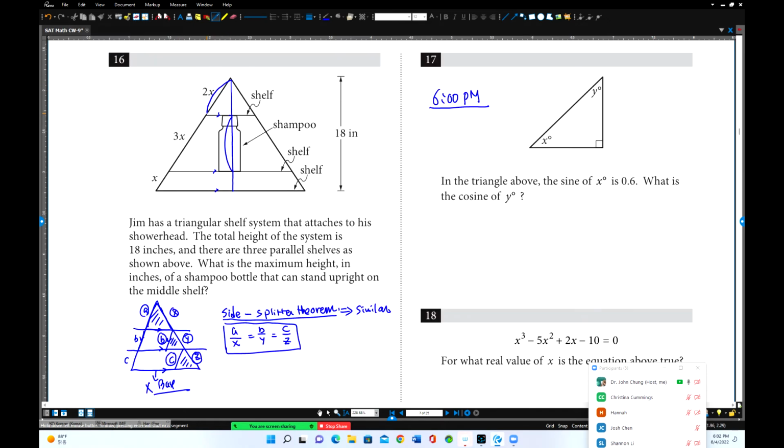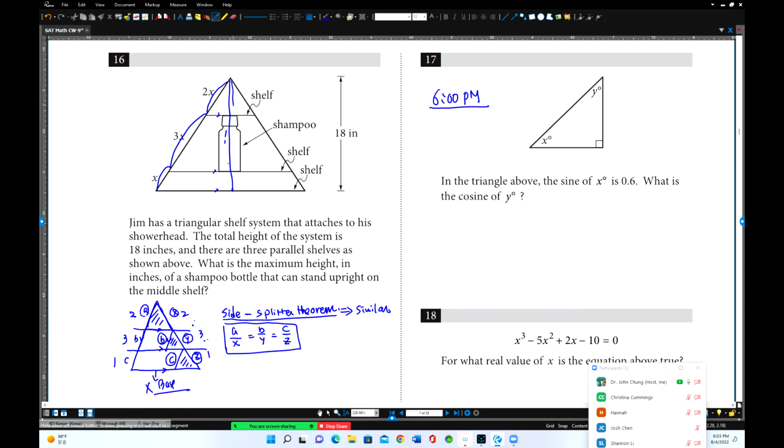This is 2x, 3x, x, so 2, 3, 1. That's the ratio. Maybe you can use it with 2x. This is also 3x, x. You can use this, or you can use a different variable. It doesn't matter. To avoid confusion, you can use the side splitter theorem over here. This is 18. Also 2, 3, 1, right? Same ratio here. If this is 2, 3, 1, this is also 2, 3, 1, right?